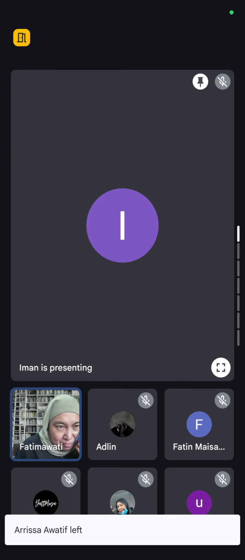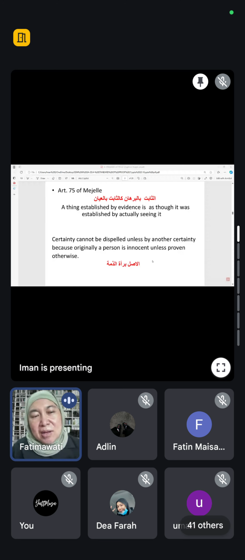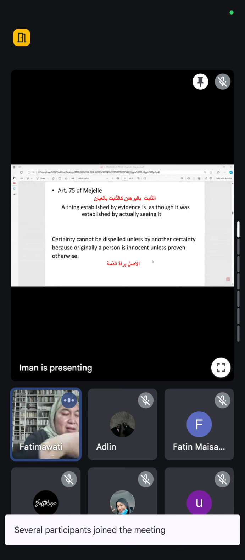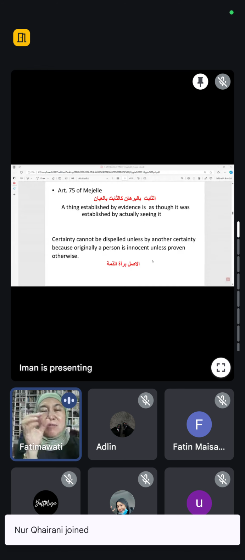Boleh Iman? So dekat Al-Majalah article 75, dia kata a thing established by evidence is as though it is established by actually seeing it. So actually seeing it means that you nampak, you ni eyewitness benda tu nampak betul-betul. So therefore this is level yakin.